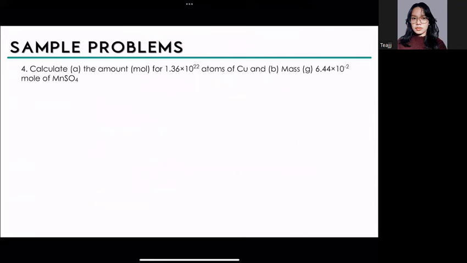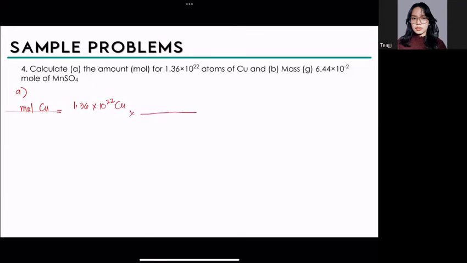So number 4, we're being asked to calculate the amount in moles for 1.36 times 10 to the 22 atoms of copper, and then letter B for the mass of 6.44 times 10 to the negative 2 moles of manganese sulfate. So where do we start? For letter A, start with the given: 1.36 times 10 to the 22 atoms of copper.